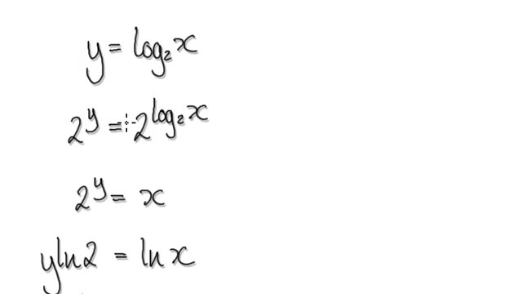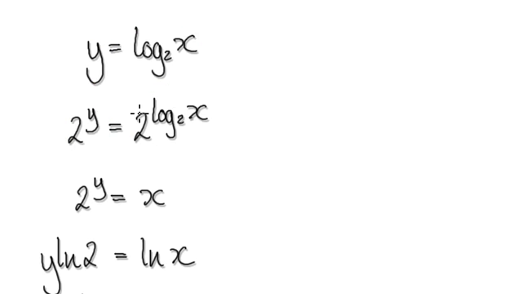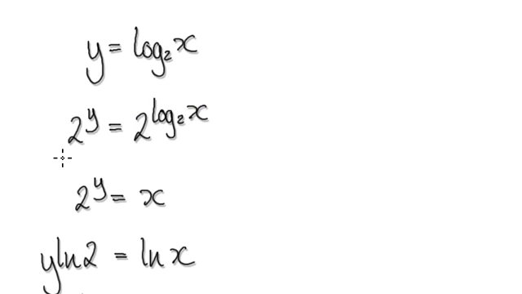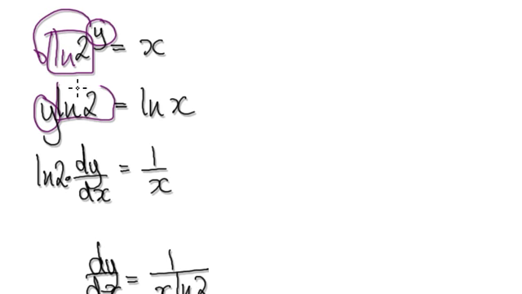So exponentiate both sides with base 2, so that will then give you this. This is the same as this. Now these two will cancel each other out, giving you just x. So now we're here. Now take the natural log of both sides. When you natural log this, the y can come down. That's this bit here. And then you've got your natural log of 2. And then natural log this.